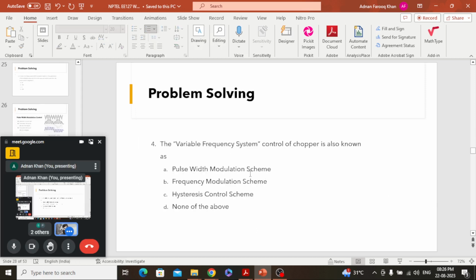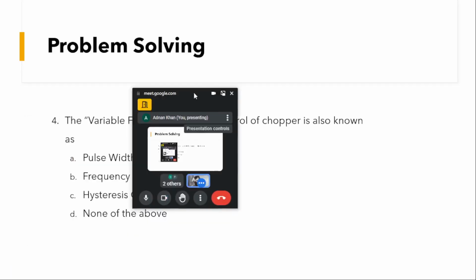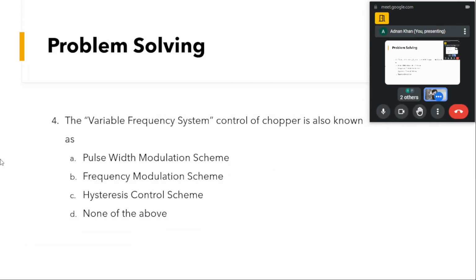Now moving towards the fourth question. The variable frequency system control of a chopper is also known as... this is a straightforward question. I think everyone should be able to do that. If you could try, what will be the correct option to this question? Anyone? I think this is the first thing that I discussed in today's lecture.